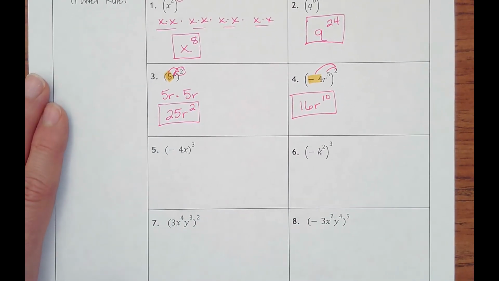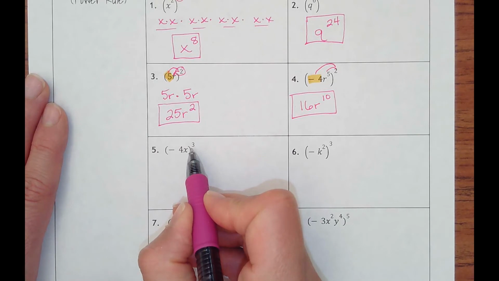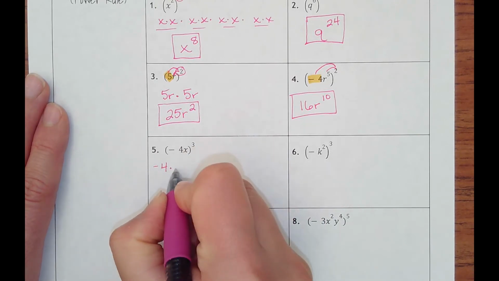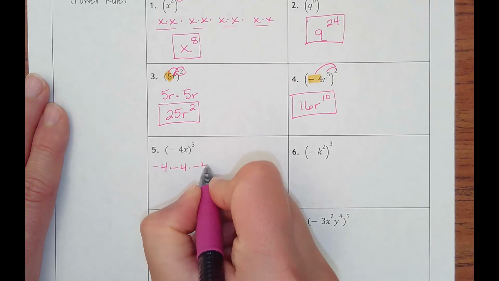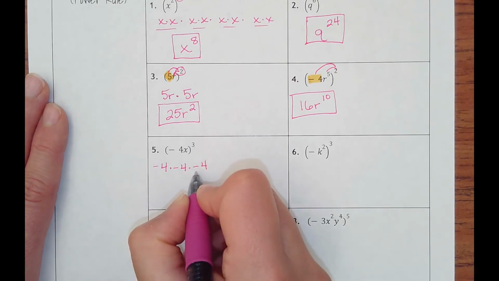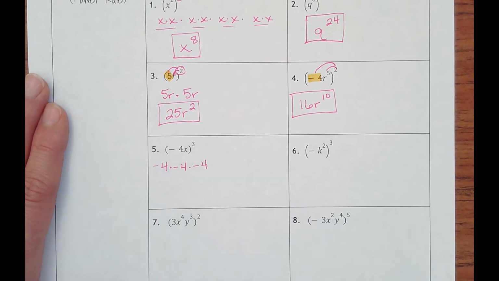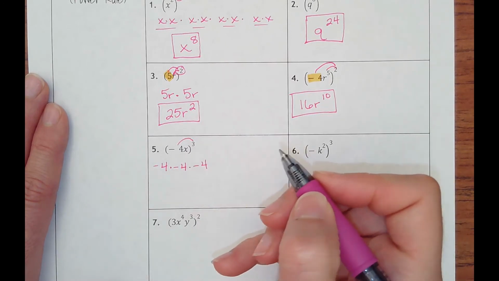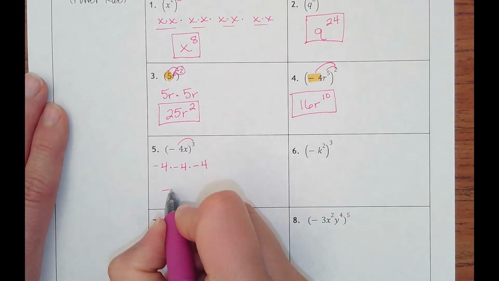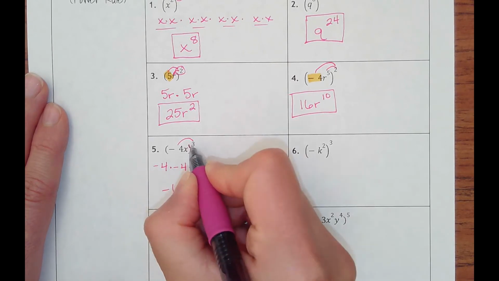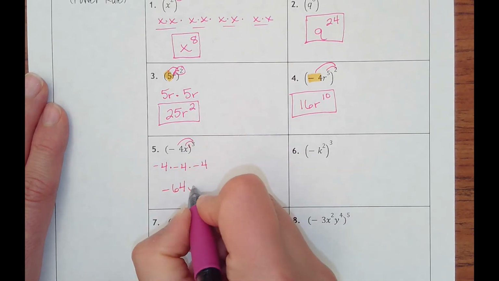Okay, but what happens if we have a negative to the 3rd power? Well, 3 is an odd number. So if I have -4 times -4 times -4, a negative times a negative is a positive, but then a positive times that odd numbered negative makes it negative. And -4 to the 3rd power, if you do it on your calculator, is negative 64. And then this is x to the 1st power, so 1 times 3 is 3.